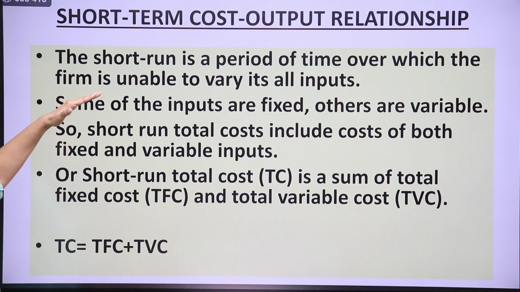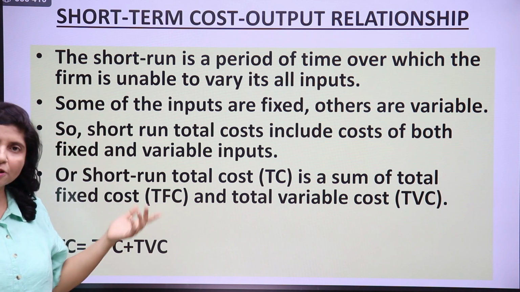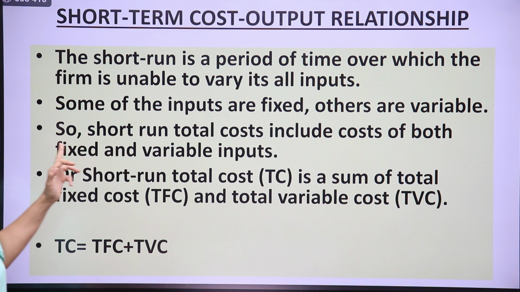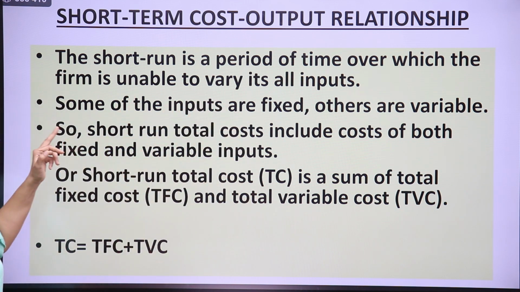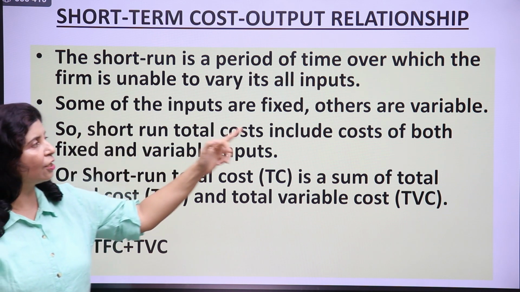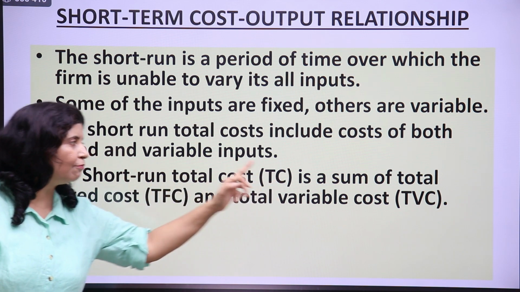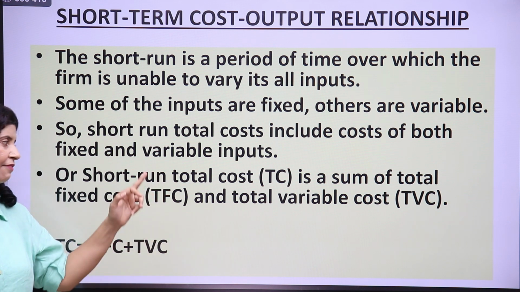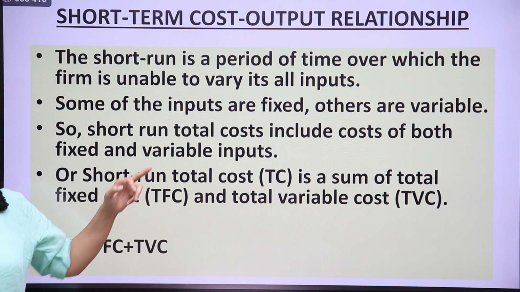So in the short run, a firm can only change its variable inputs and cannot change all the factors of production, that is fixed factors cannot be changed. Some of the inputs are fixed and others are variable in your short term. So short run total cost includes cost of both fixed and variable inputs, or short run total cost is a sum of total fixed cost and total variable cost. Fixed and variable cost are your cost pertaining to fixed factors and variable factors.